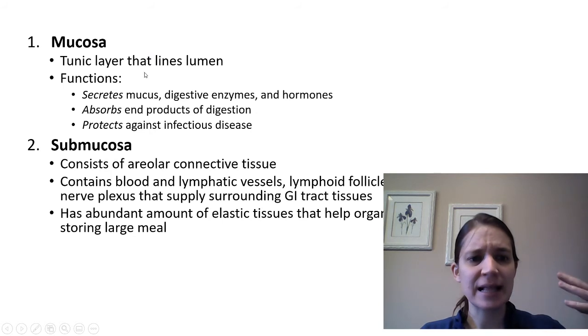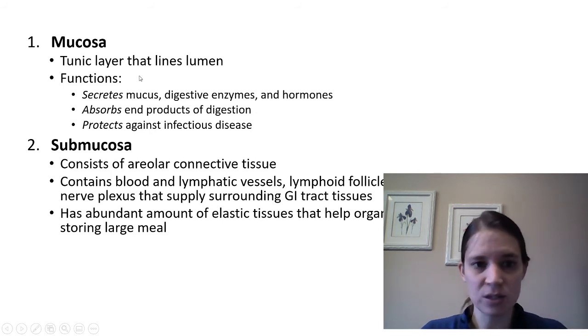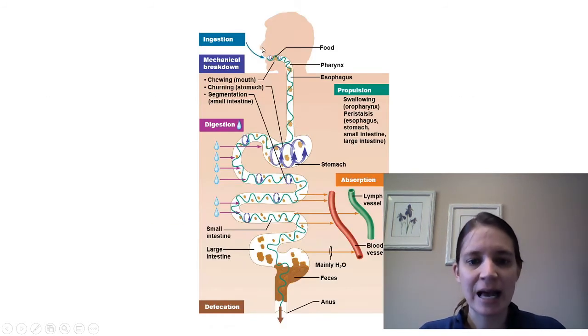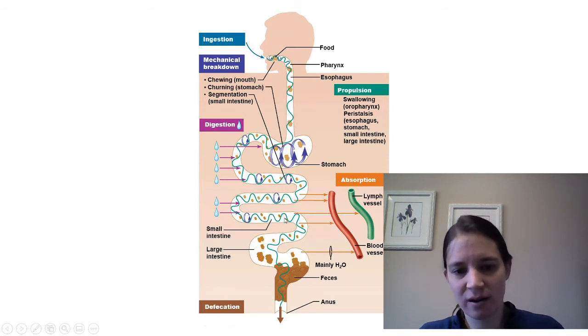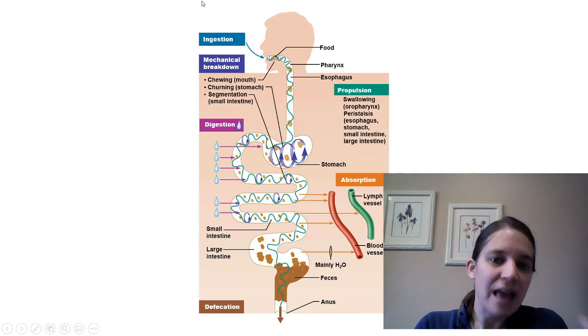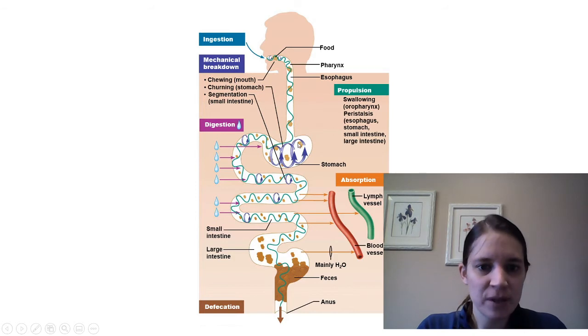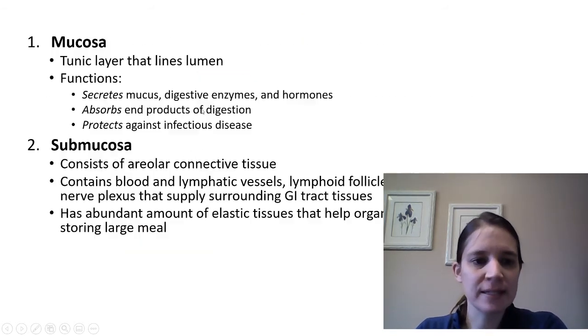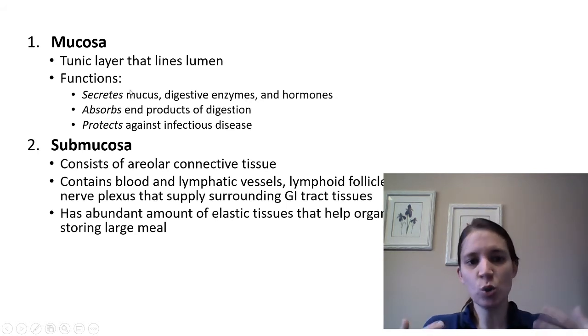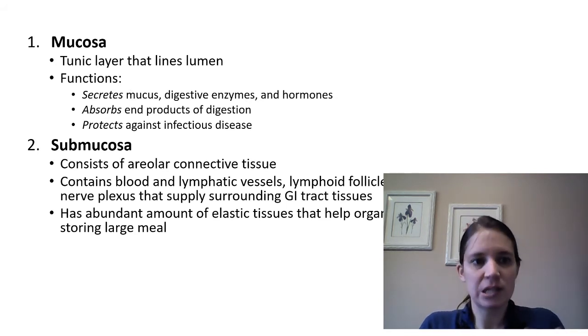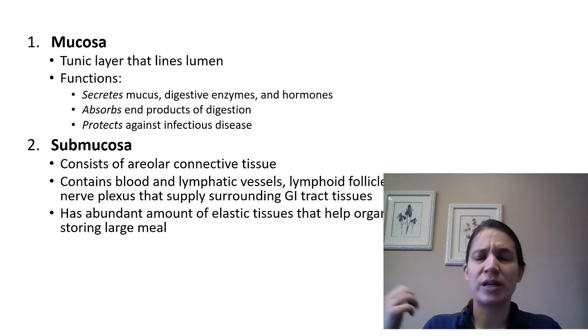Mucosa is the first one. Because this whole GI tract is technically all open to the outside. I realize somewhere here by the time you get to the colon, it's not really open to the outside, but it still is because it's not inside the body, it's open. So these are all going to be lined with mucous membranes. So this tunic layer that's in there is going to be the mucosa. It's going to be secreting mucus.